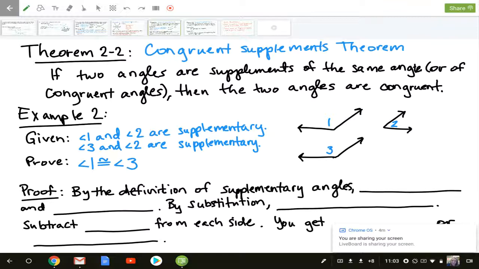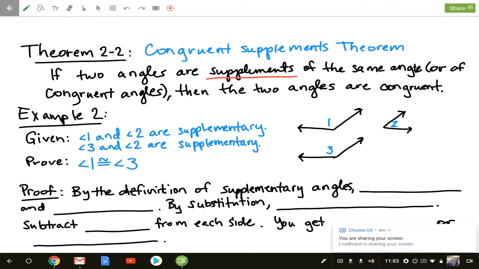So it says if two angles are supplements of the same angle, or of congruent angles, then the two angles are congruent. Now remember what supplement means. Supplements mean that when I add the two angles together, I should get 180. So this is telling me that if two angles are each a supplement of the same angle, or if they're supplements of congruent angles, then I can say those two angles are congruent also. So let's look at the proof of this.